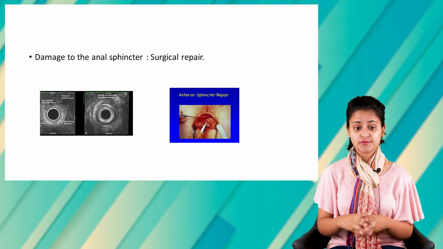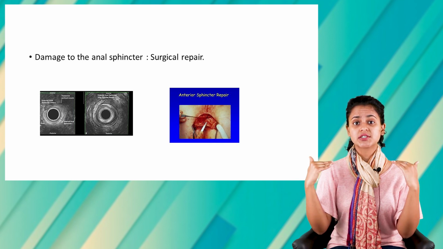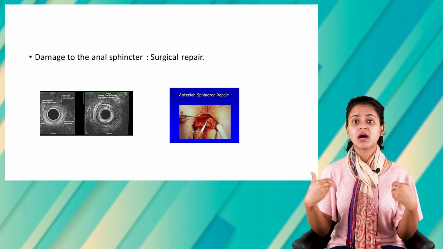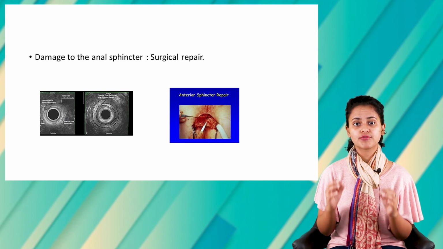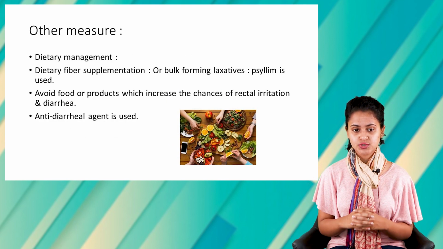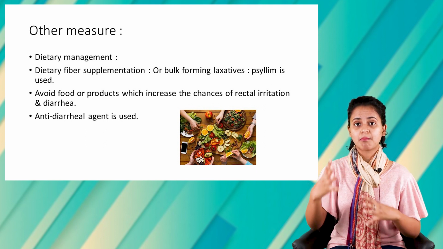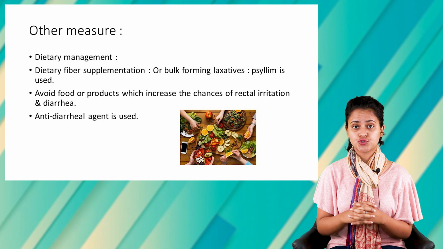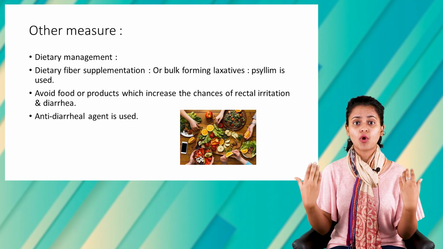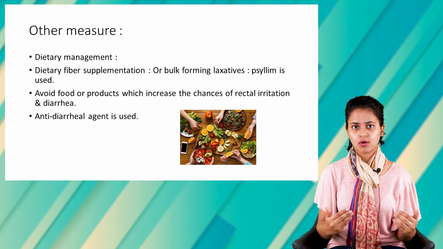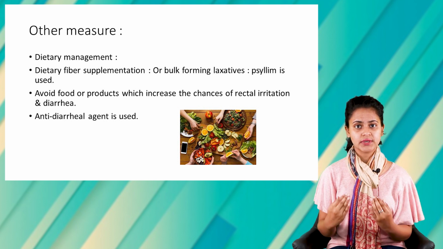In the next case, if there is any damage to the sphincter of the anus, the damaged sphincter will be repaired through a surgical technique. Through the surgical technique, the client's fecal incontinence is often managed. Other measures often include dietary management. Dietary fiber supplementation, which is basically bulk forming laxatives like psyllium, can also be used to maintain a normal bowel habit and normal fecal consistency among clients who are more prone to develop severe constipation or fecal incontinence.